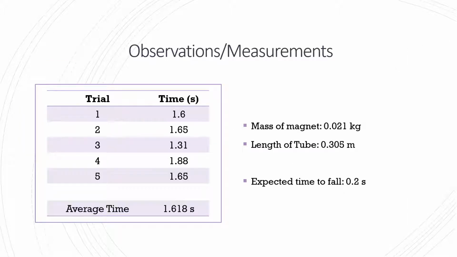The mass of the magnet was approximately 0.021 kilograms, and the length of the tube was found to be 30.5 centimeters. The time we expected the magnet to take was approximately 0.2 seconds. However, as you can see from the data table to the left, the average time across all 5 trials was 1.618 seconds, much longer than initially expected.